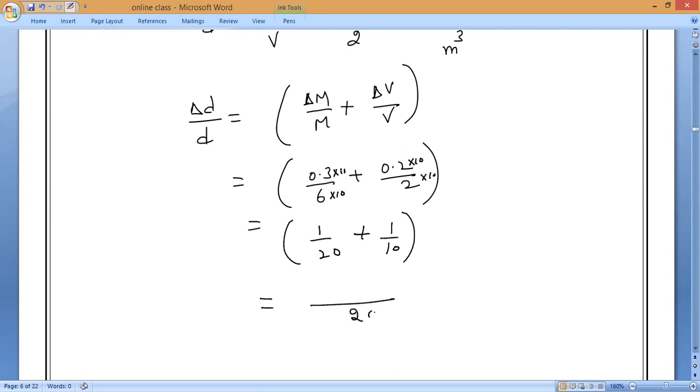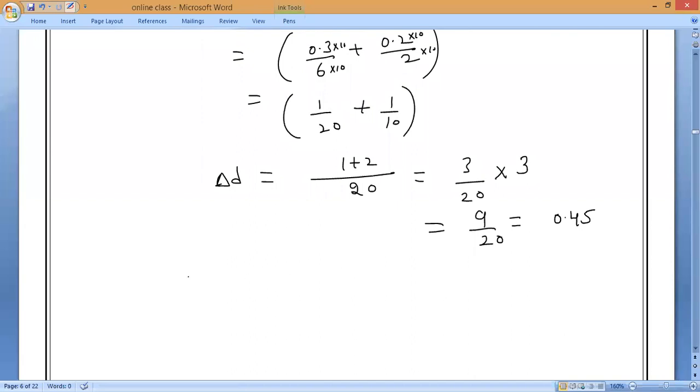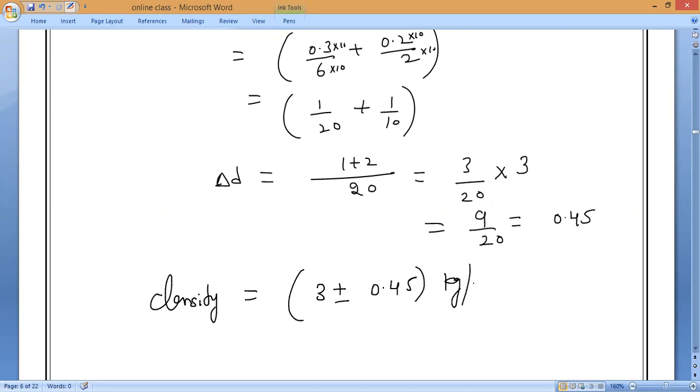So LCM is how much? LCM is 20. So 1 plus 2, which equals 3 by 20. Next, delta D will come this side. So delta D equals 3 by 20 into D. D value is 3, so which equals 9 by 20. So 9 by 20 means how much? 0.45. So density equals 3 plus or minus 0.45 kilogram per cubic meter. So D plus or minus delta D.